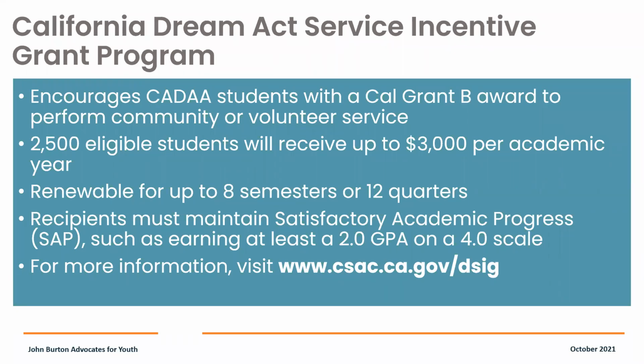So this new grant program offers up to $3,000 per academic year for students who complete a certain number of volunteer work hours each semester or quarter. The grant is renewable for up to 8 semesters or 12 quarters, but the student must apply annually to participate, and they must also complete any necessary verification for their Cal Grant B award. The award is only available for 2,500 students. So it's important that interested students apply as soon as possible.